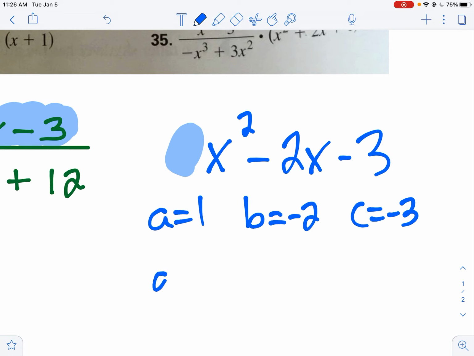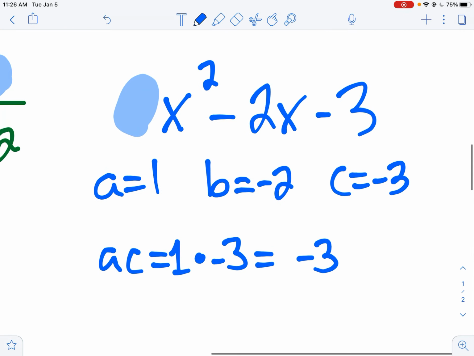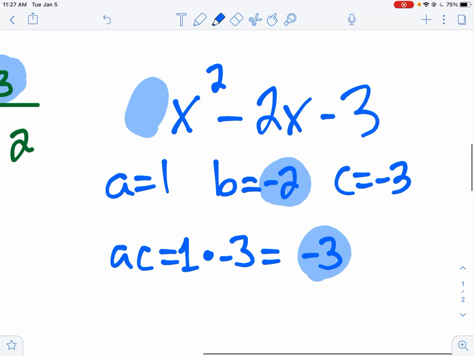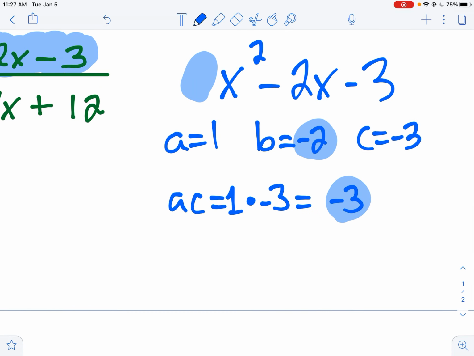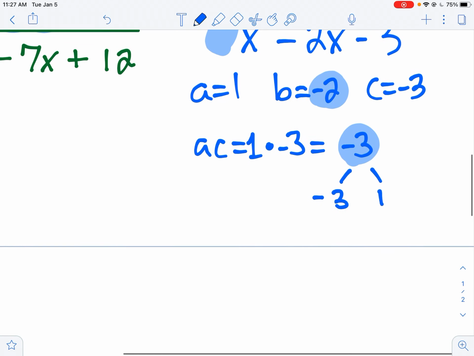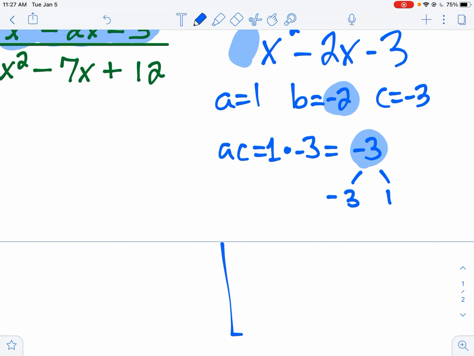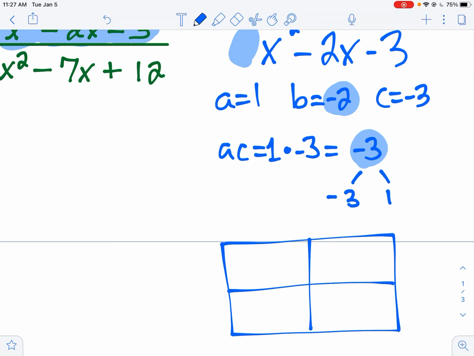Now A times C, that's what I'm really concerned with, which is 1 times negative 3, gives me negative 3. Now my goal is I want to find two numbers that multiply to equal negative 3, but when I add those two numbers, I'm going to get an answer of negative 2. And I can figure out that the two numbers I can use here are negative 3 and positive 1. When I multiply them, I get negative 3. When I add them, I get negative 2. So I like to factor using the box method. I know some people like to use different methods. I like this one. It's good to help you factor. It's a nice little visual.